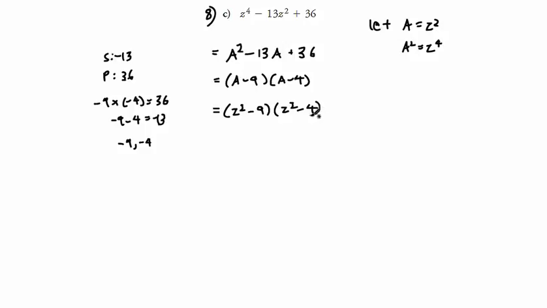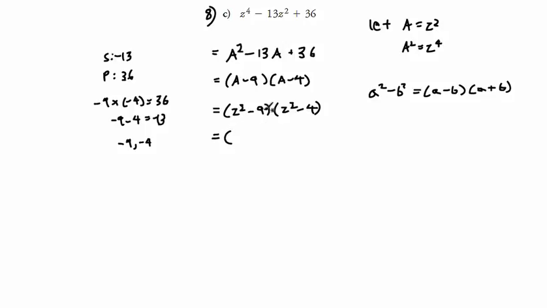Now before you say we're all done and move on to the next question, look, z squared minus 9, z squared minus 4. What do you notice? They're both difference of squares, right? It takes the form a squared minus b squared. And we know we can factor these forms into a minus b, a plus b. Because of that, we need to factor once again.